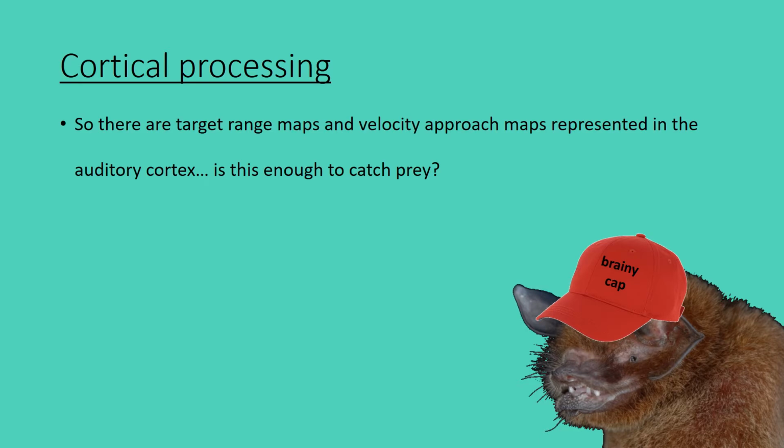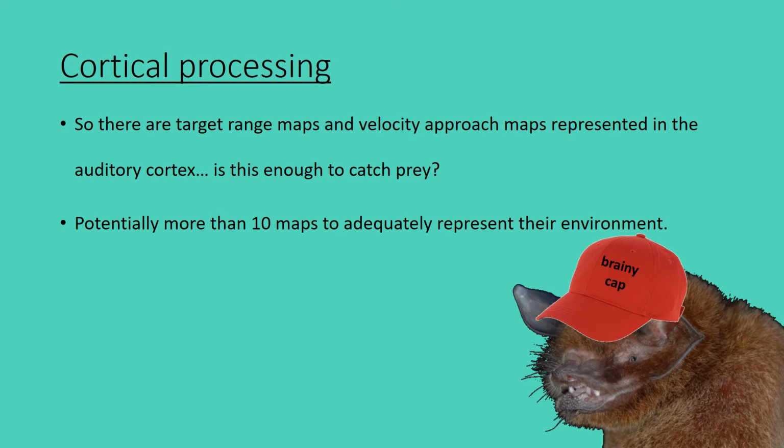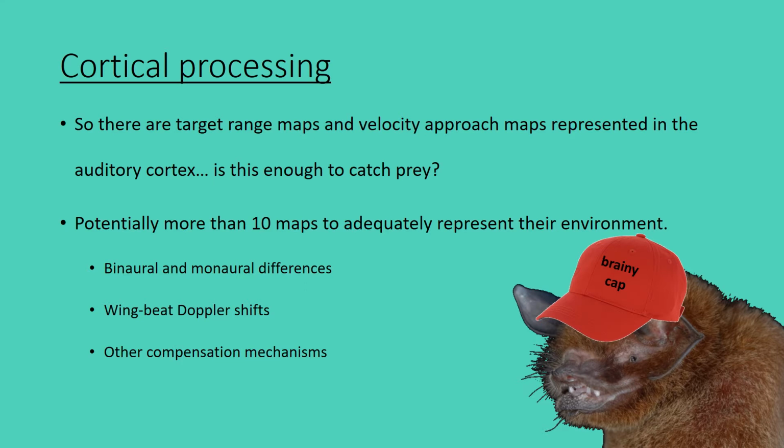Is this enough cortical representation to be able to navigate the environment and hunt successfully? Not quite. There are potentially more than 10 neural maps and representations of prey pursuit in the cortex. Binaural and monaural time differences are crucial to localize objects in the horizontal and vertical planes. However, the areas we discussed are unique to echolocating bats. There are even more regions to deal with problems during echolocation, including compensation mechanisms for the changes in call and echo frequency as a result of air disturbances from wing beats.